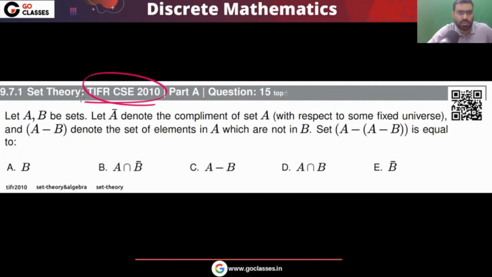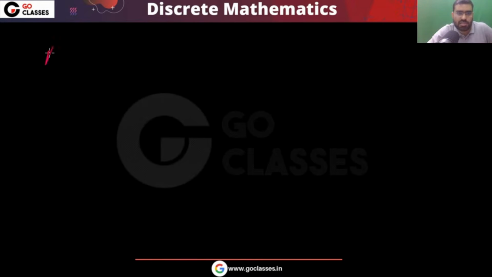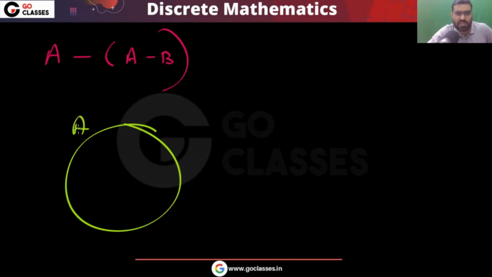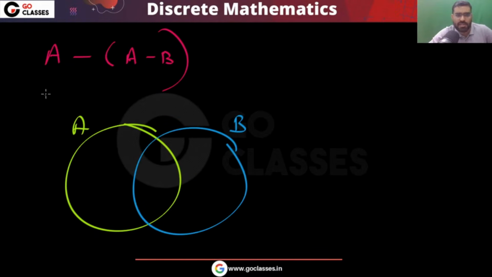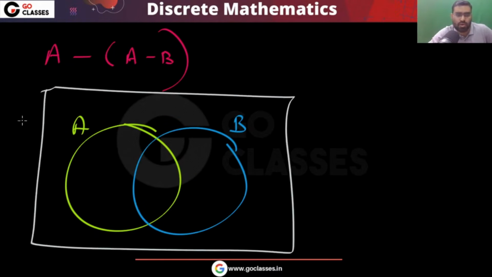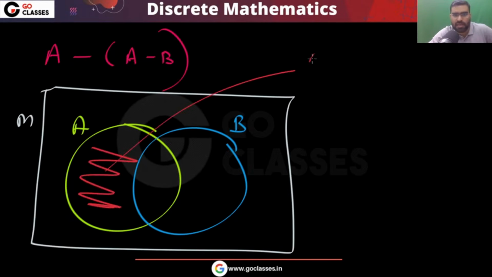The question says you have two sets, and a complement is given to you, B complement. A minus B means all the elements which are in A but not in B. The question is asking what is A minus B. Very easily you can see, if this is your A, if this is your B, and this is the universal set, then from A you are removing B. This is the A minus B area.